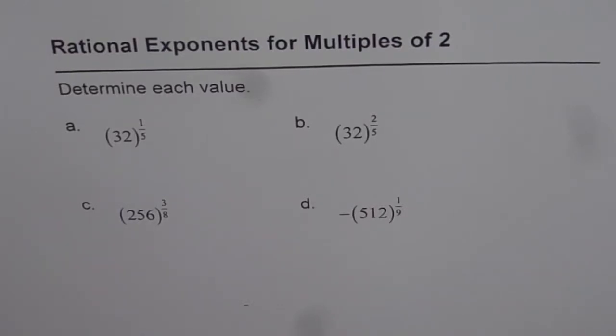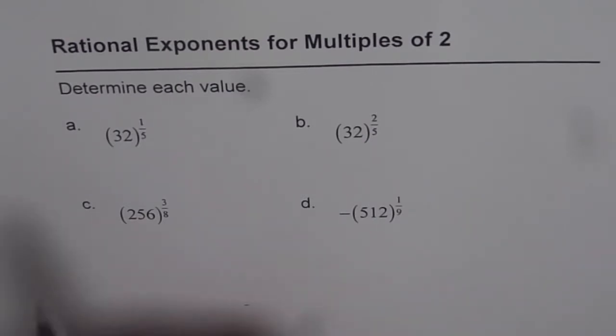Rational exponents for multiples of 2. So when we start with rational exponents, it's a good idea to know your multiples of 2s, 3s and 5s. They are going to help us to get started with these exponents. That's the reason why I have this question right in the very beginning. We need to find the value of each here.